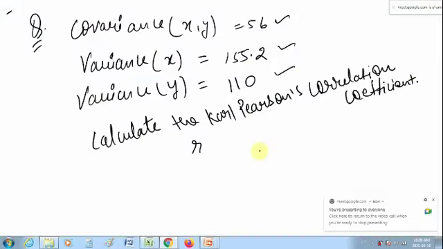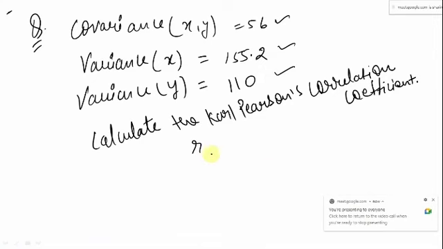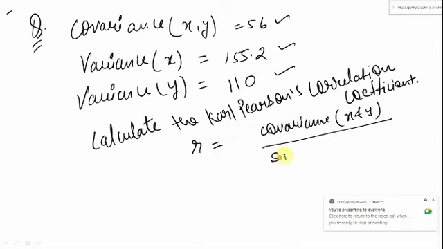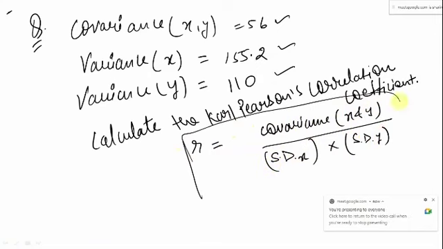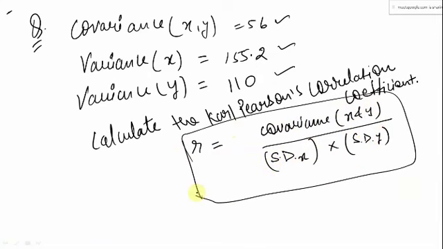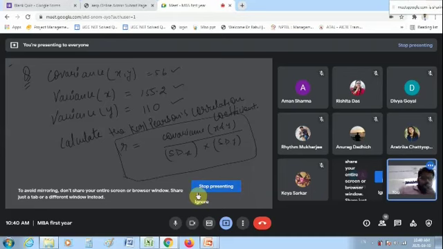Okay, let me help you out. When we discussed the Karl Pearson correlation coefficient, we said r is equal to the covariance between X and Y divided by the standard deviation of X into the standard deviation of Y. This was the basic concept given by Karl Pearson for calculating the correlation coefficient. Now, can anyone tell how we are going to do this?